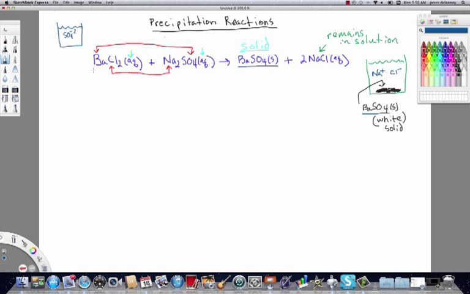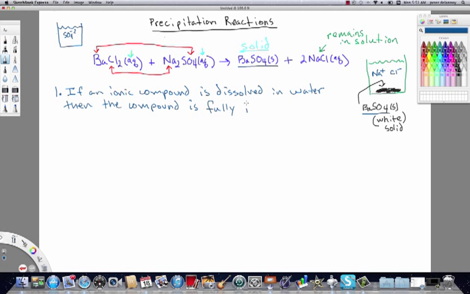And what that means is that the two formulas, in the way that they're written, don't accurately represent how these ions actually exist in solution. So one of the rules that the viewer needs to understand about ionic compounds is that, and I'm going to write this out, if an ionic compound is dissolved in water, then the compound is fully ionized.